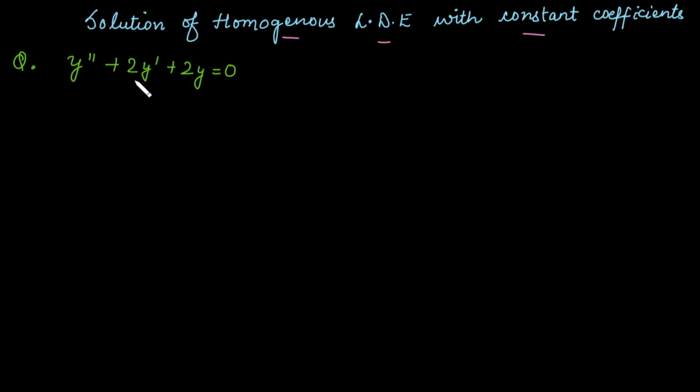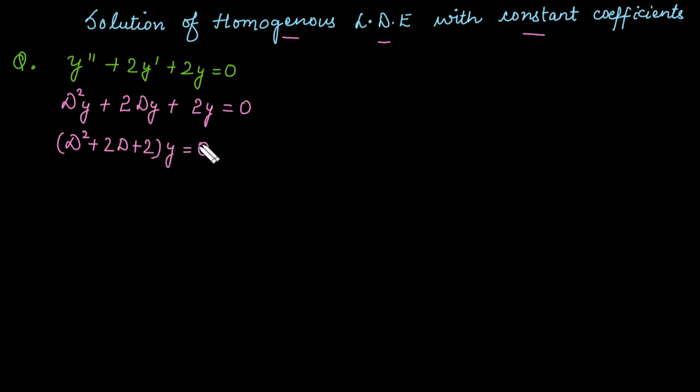Step, we will write its operator form. Operator form is written as, it's a second order derivative, so we will write it as D square y plus, it is a first order derivative, so write it as 2Dy plus, there is no derivative, so we will keep this one as it is, equal to 0. Now collect the coefficient of y. So we have (D square plus 2D plus 2) into y is equal to 0.